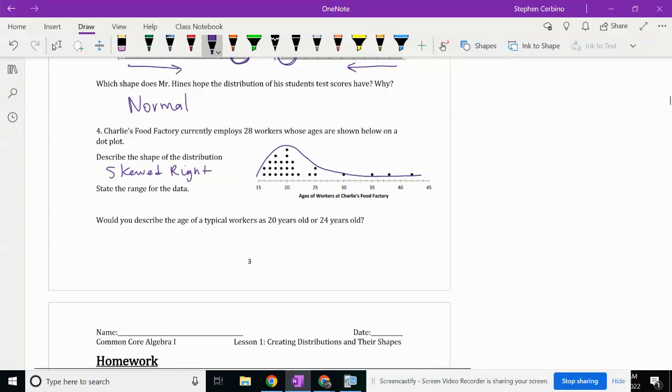The range of the data: the youngest person that's working at this factory is 16 years old. There are 2 of them. The oldest person working at this factory is 42 years old, and there's 1 of them. So the range of this data is between 16 and 42.